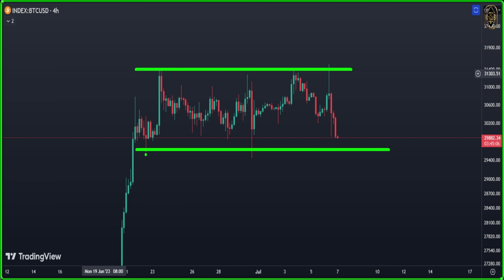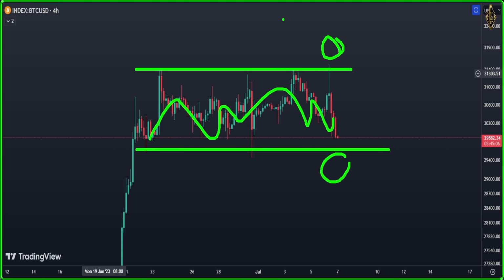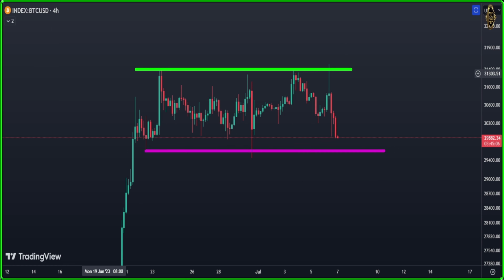Yes or no? That channel here, or the distribution level I told you before, I told you it needs to be broken either up or down here. Is it getting broken here at the top? No. Is it getting broken down here at that level? No. Look at it, very clear in front of you. It hasn't been broken yet.